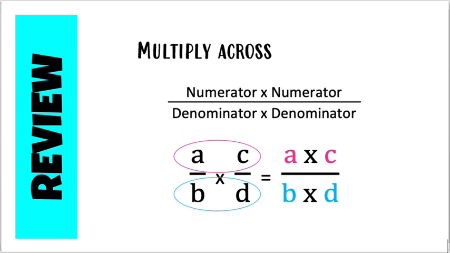Now remember, multiplying fractions is the easiest of the 4 because all you have to do is multiply numerator times numerator and denominator times denominator, and then at times you will have to simplify.